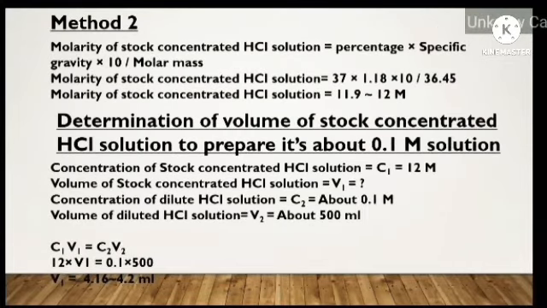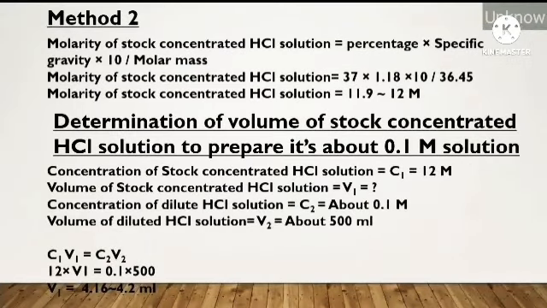Now from method 2, the formula used is: molarity of stock concentrated HCl solution equals percentage multiplied by specific gravity multiplied by 10 divided by molar mass, and we get the concentration of stock concentrated HCl solution, that is 12 molar. Determination of volume of stock concentrated HCl solution to prepare about 0.1 molar solution. By applying the dilution formula, we get the volume, approximately 4.2 ml.